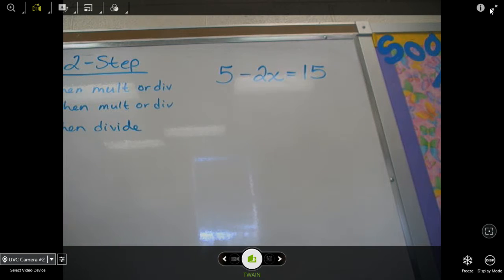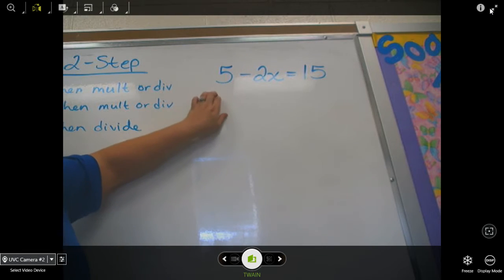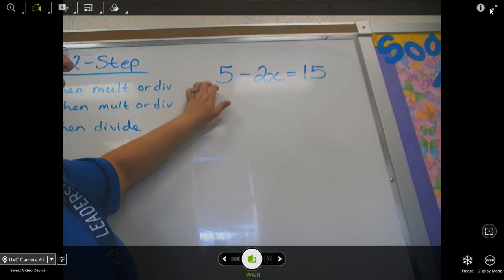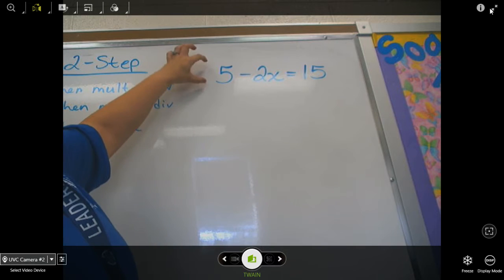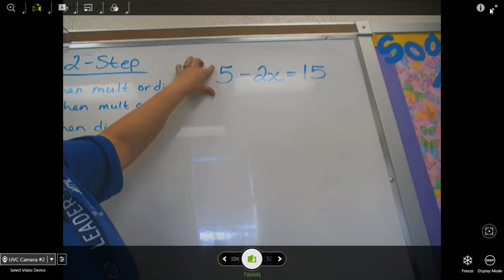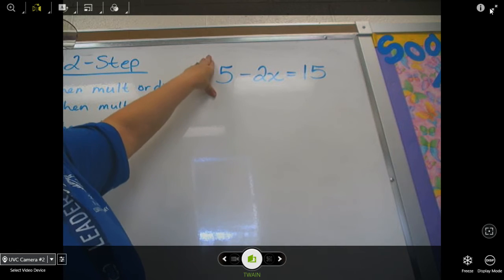Five minus 2x equals 15. Now I wanted to do this one on purpose. Remember yesterday we had one that had -3 out in front? And I said it was either minus or a negative. Remember I also said that it's either addition or a positive. Remember we talked about if there's nothing out here, it's understood to be a what? It's understood to be a positive.